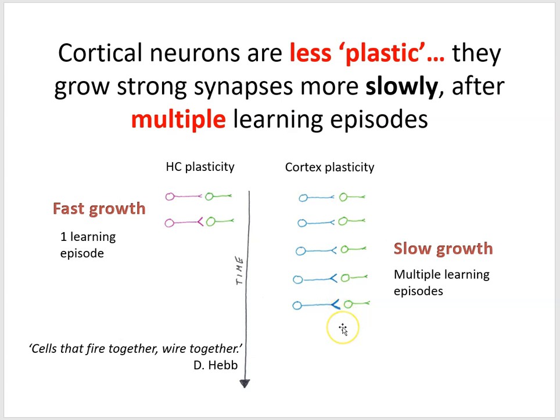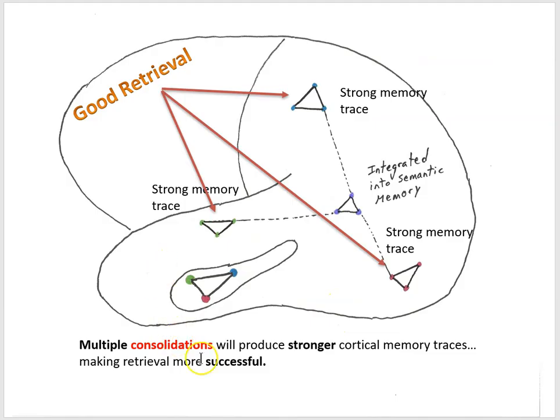And this is why we often need to study things more than once if we're going to have a long-term memory. But if we do multiple rounds of consolidation, we can set up very strong cortical memory traces and we'll have good retrieval. And that retrieval will be good even if we go to sleep and wake up the next morning. We'll still have access to that information because we have made strong cortical memory traces.